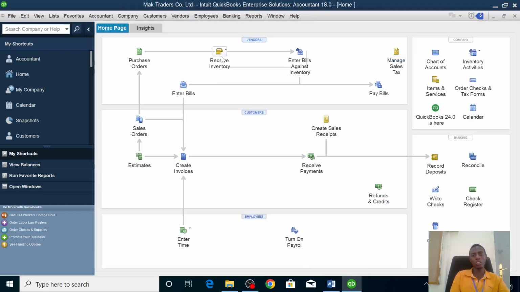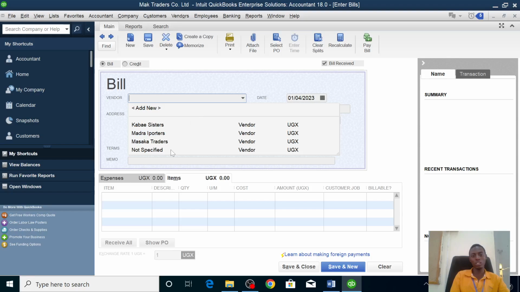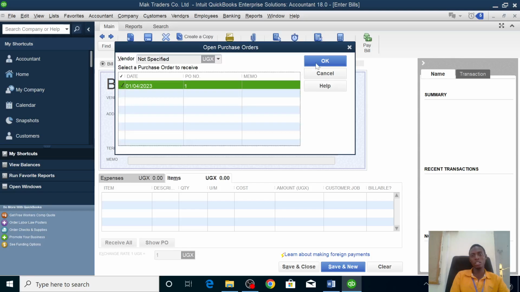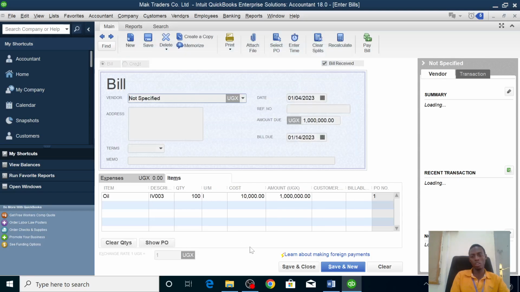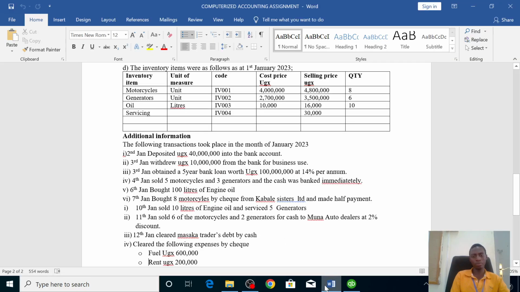Come here and receive the inventory. Receive with a bill. A bill is from my vendor. It's not specified. I say yes. I tick here and say done. So I save and close. Then I have received the inventory. Next transaction, bought 8 motorcycles by check from Covered Sisters and made half payment.